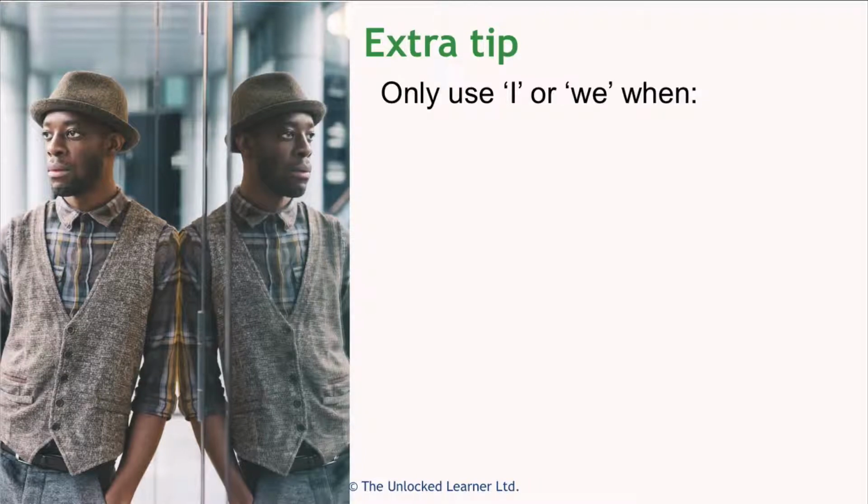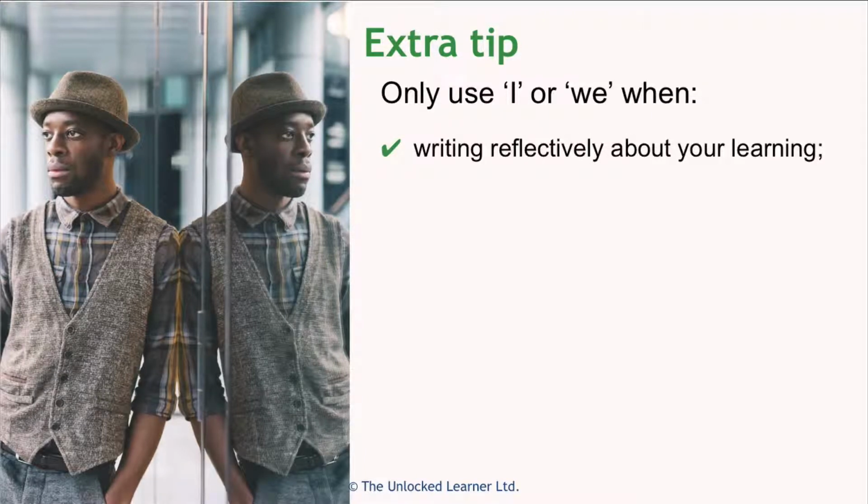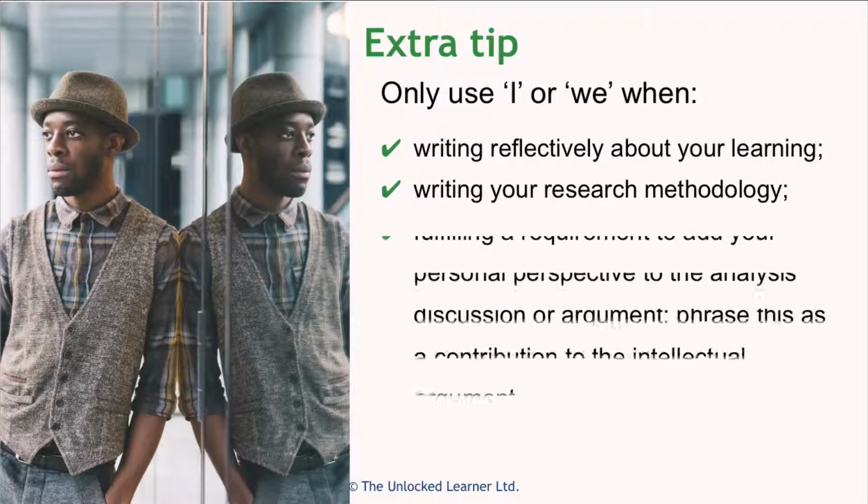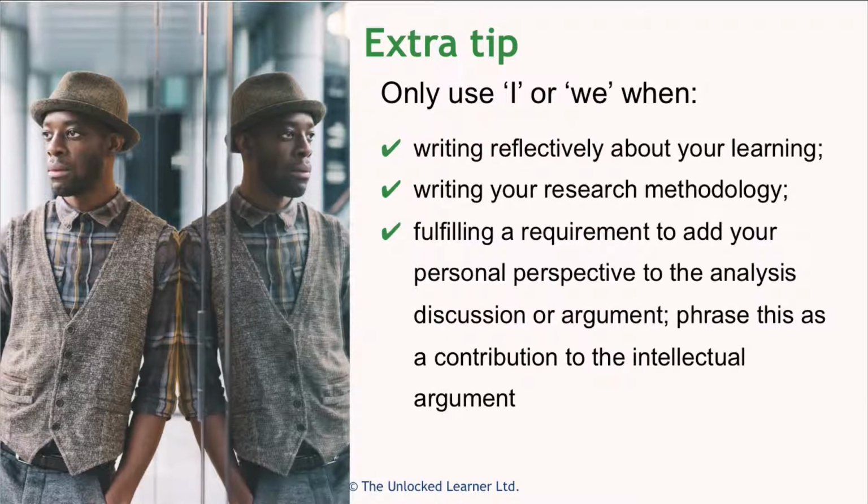A quick extra tip here, you can use the first person in certain forms of writing, but that tends to be when writing reflectively about your own learning experience, writing up your research methodology and explaining how you, as the researcher, conducted the research, or when you're fulfilling a specific requirement of the assignment brief to add your personal perspective to your discussion or analysis. However, you still need to phrase your personal perspective as part of the intellectual analysis, discussion, or argument.